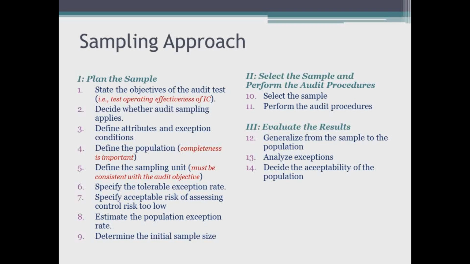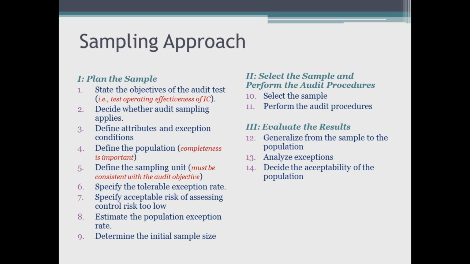What would be your sampling unit if you're testing completeness? So your audit procedure is to verify that for all valid sales, they've been reflected in the financial statements or in the sales journal. So that's completeness. We know that it occurred, so now let's make sure that it's been recorded.